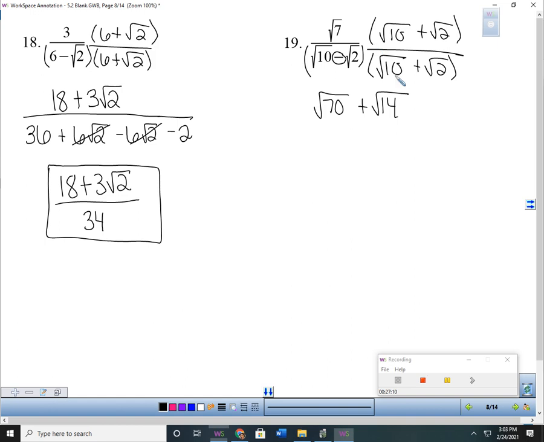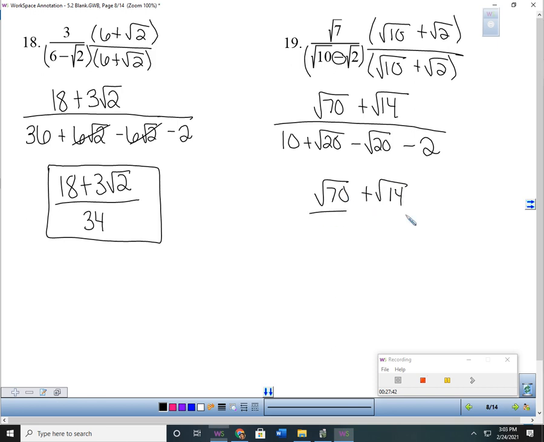Square root of 10 times the square root of 10, that gives me the square root of 100, which is 10. Square root of 10 times the square root of 2 is the square root of 20. Negative square root of 2 times the square root of 10 is negative square root of 20. See that? Opposite signs. And negative square root of 2 times the positive square root of 2 is -2. So on the top I have the square root of 70 plus the square root of 14. On the bottom, the two middles cancel, and 10 and -2 make 8. And I can't reduce, so I'm done.